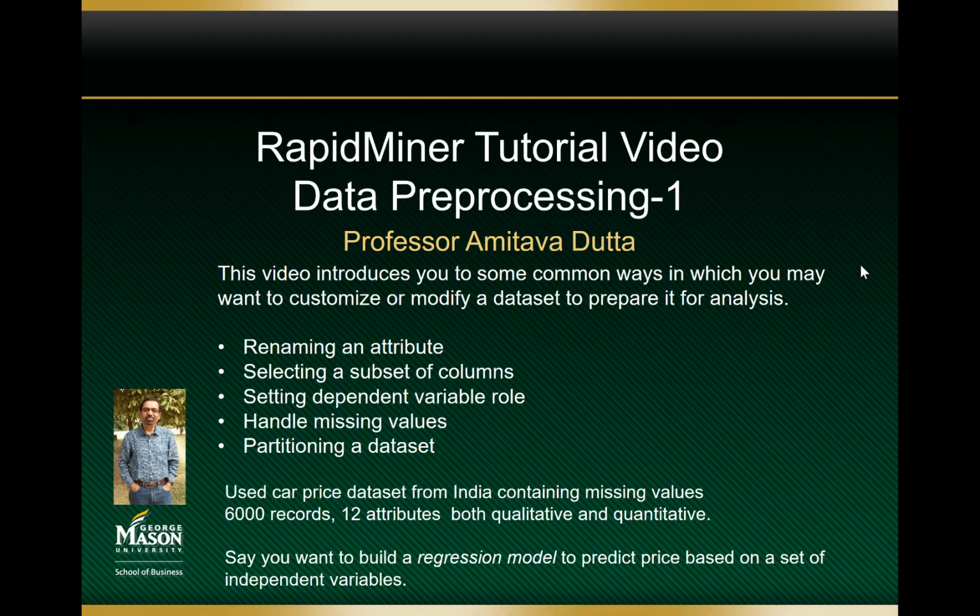In this tutorial, we will look at some common ways in which you could customize or modify a dataset to prepare it for analysis using RapidMiner. Specifically, the tasks that we will be looking at are how to rename an attribute, how to select a subset of attributes, setting one of them as the dependent variable, handling missing values, and partitioning a dataset.